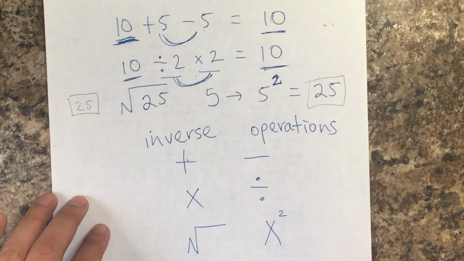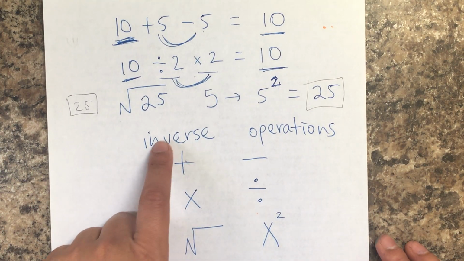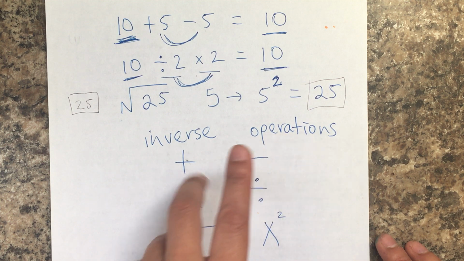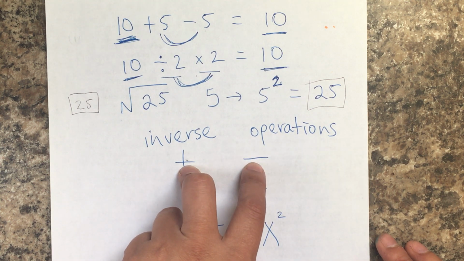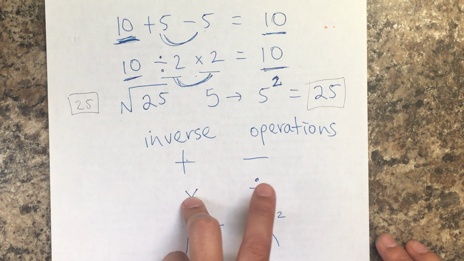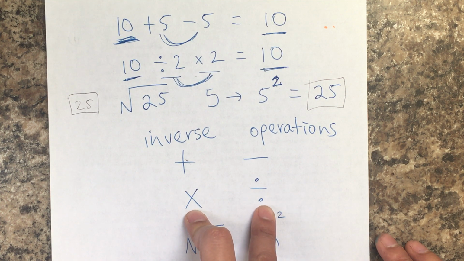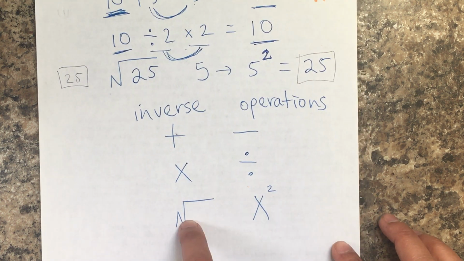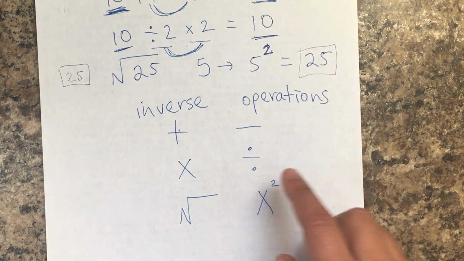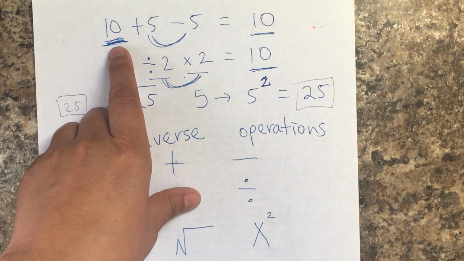And before we start, I would like to show you some information that you already might know, and it's the inverse operations. So addition and subtraction cancel each other. Multiplication and division are inverse of each other, so they cancel as well. And the square root of something is the opposite of x squared, meaning that number is squared. And so these are some examples.